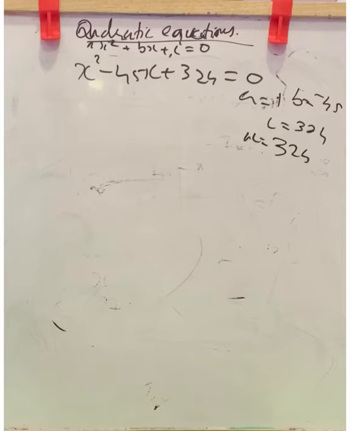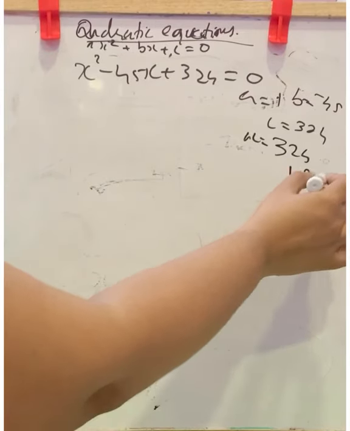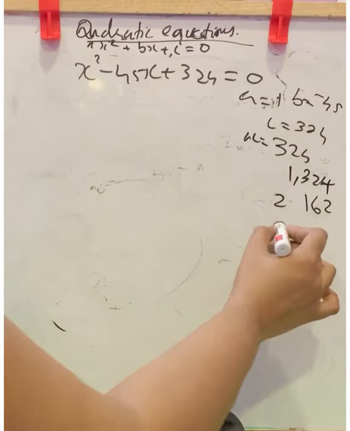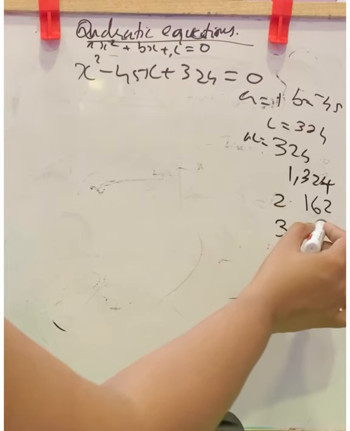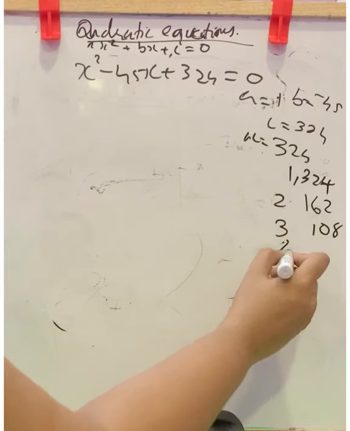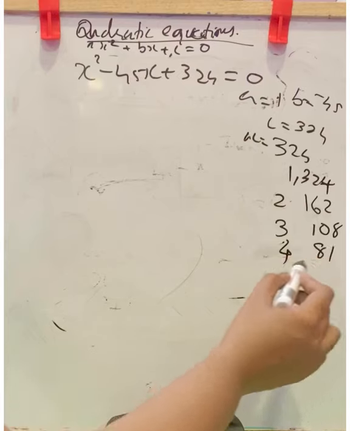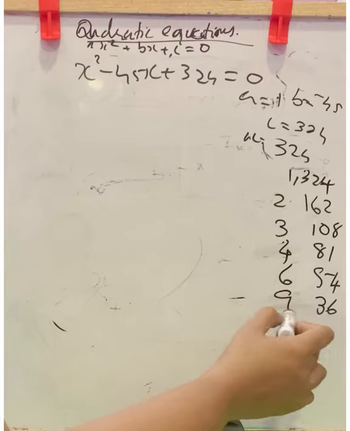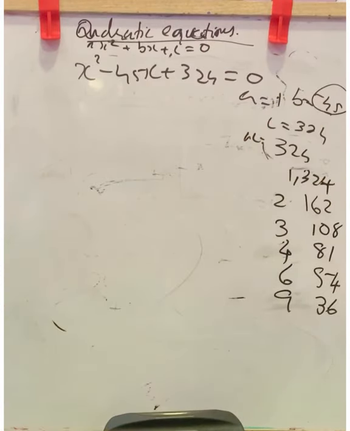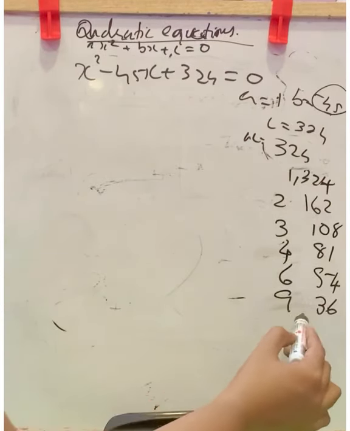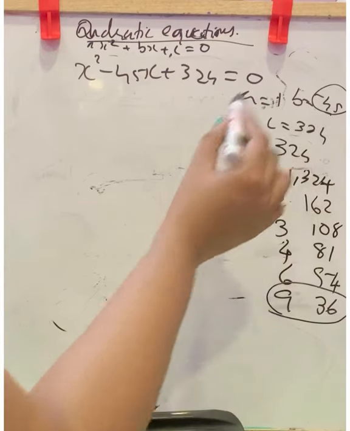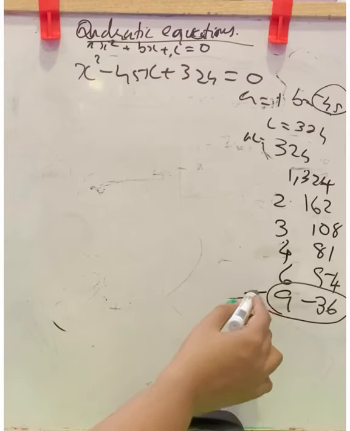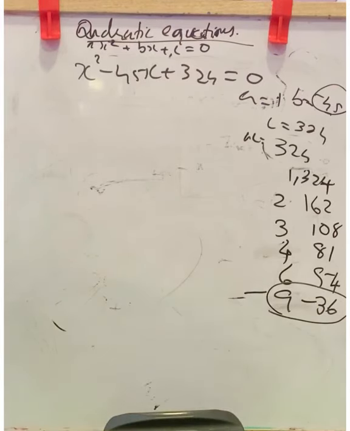By trial and error, you can see 1 into 324, 2 into 162, 3 into 108, 4 into 81, 6 into 54, 9 into 36. Now check which pair gives 45. After checking, you can see 9 and 36 give 45, and you need minus 45, so both will be negative. So negative 9 plus negative 36 is negative 45.